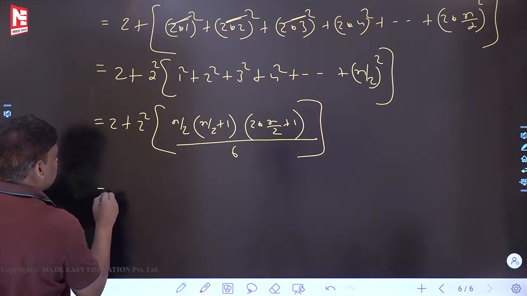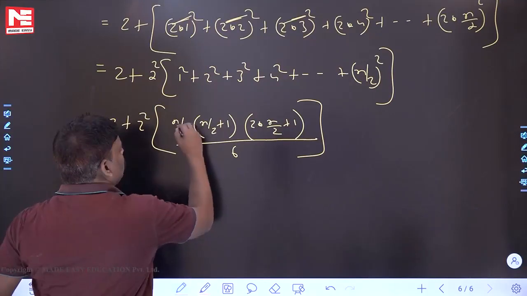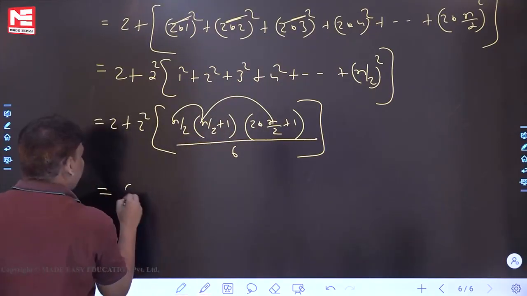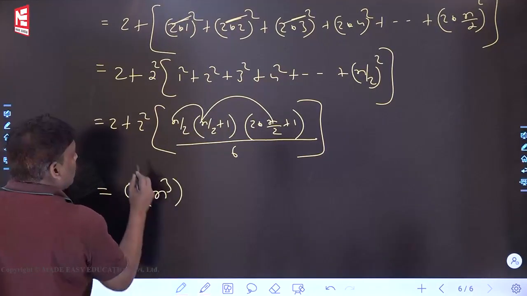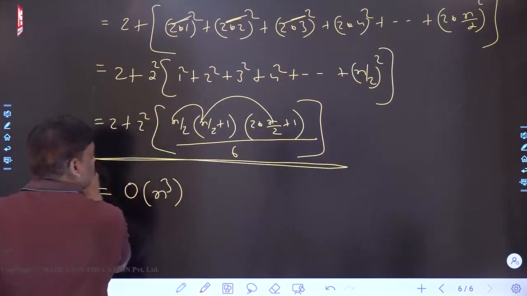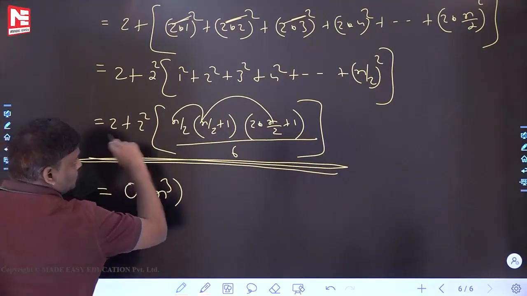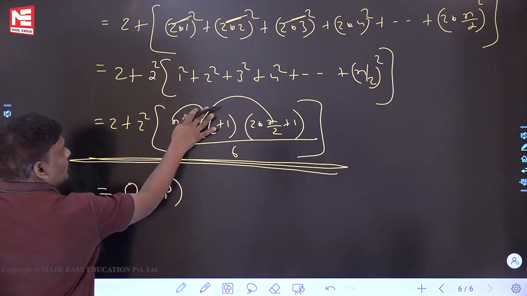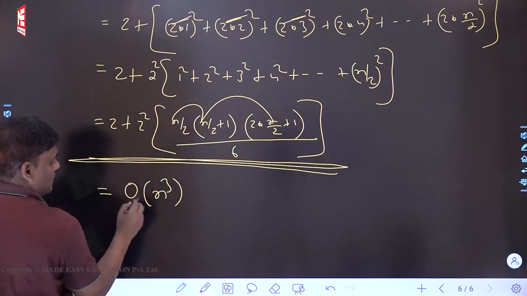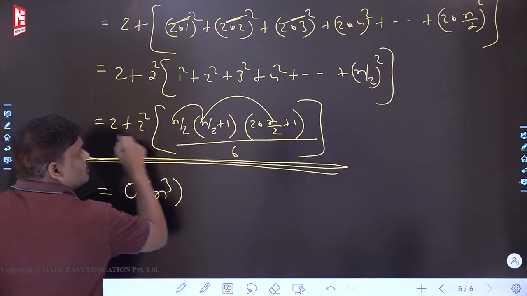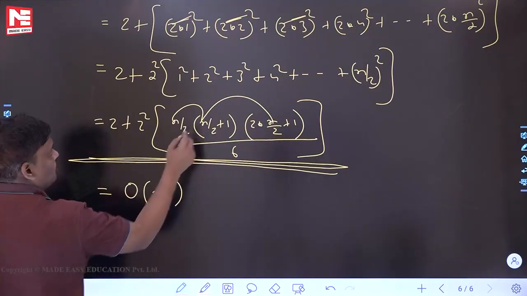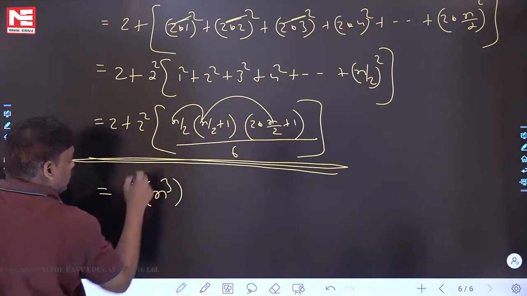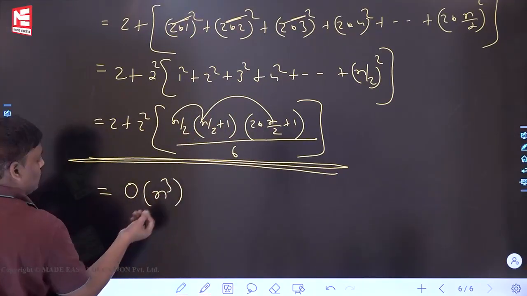Next one. See this one, forget about small constants, n into n. What is the answer? Big O of n cube. This is the actual answer. If it is there in the options, you take it. If not, you can write the upper bound. Everyone knows this is the left side of the big O notation and this is the right side. Left side bigger function is n cube, right side bigger function is also n cube. Big O of n cube you can write.